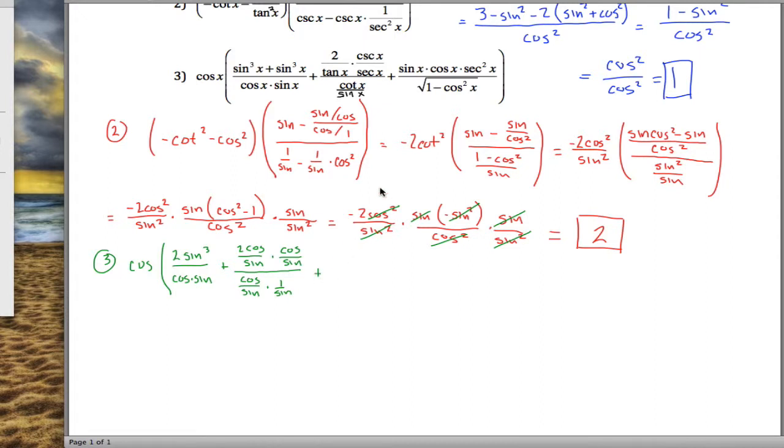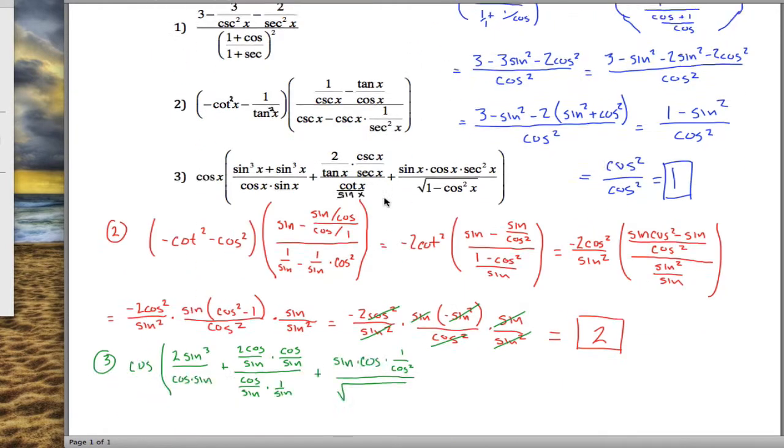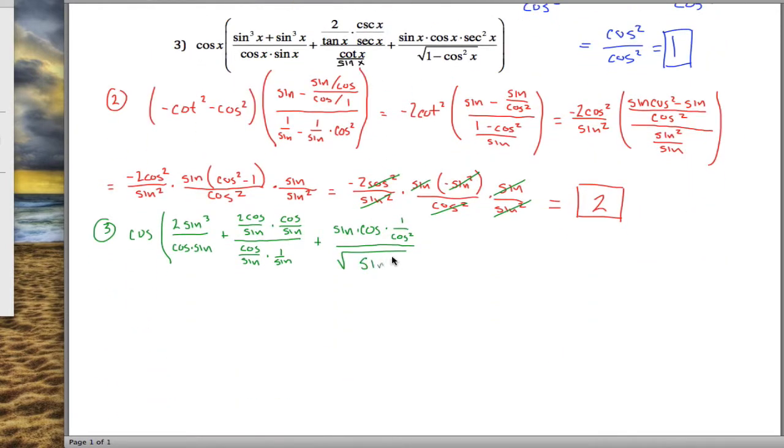And then to that I want to add sine times cosine times secant squared, which is 1 over cosine squared. And divide that by the square root of 1, well, 1 minus cosine squared, that's just sine squared. If you subtract cosine squared from both sides of this equation, get sine squared. So I got the square root of sine squared, which is just sine. Okay, let's hold off with that cosine for now. We can cancel out this sine with one of these sines and be left with 2 sine squared over cosine.